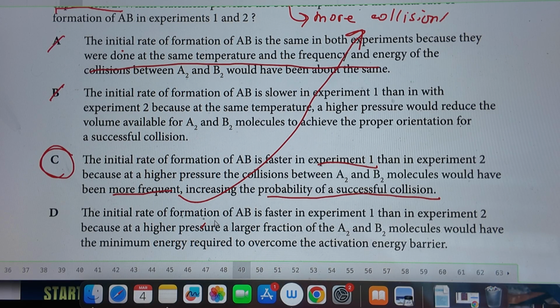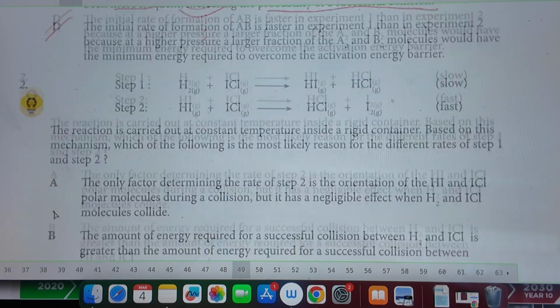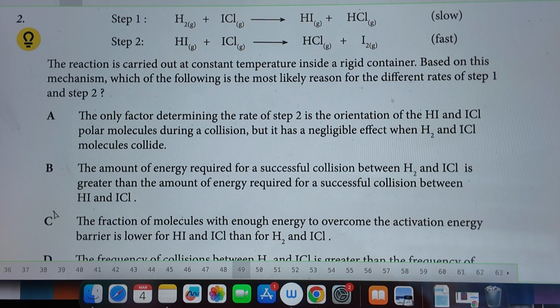The initial rate of formation of AB is faster in experiment 1, that's true so far, than in experiment 2, because at a higher pressure, a larger fraction of A2 and B2 would have the minimum energy. Pressure does not increase energy to overcome the activation energy. Pressure does not increase energy, so that's wrong. Okay. Question number 2.